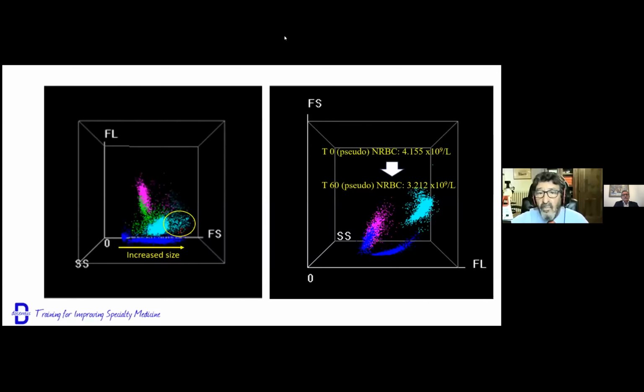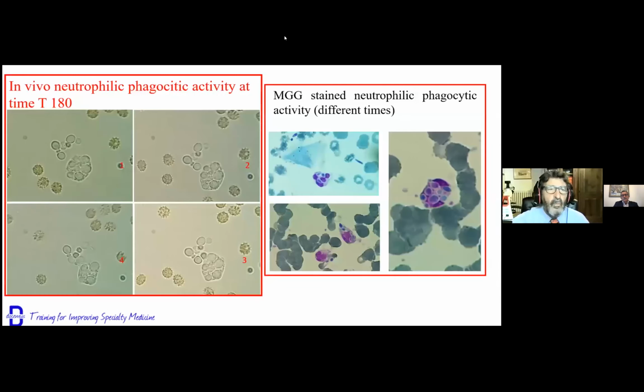At the same time, the phagocyted blastospores are not included in the count, and in this case at time zero are 4,155 per liter, and there has been a reduction by 25%, 3,212 per liter, 60 minutes later, as against time zero.